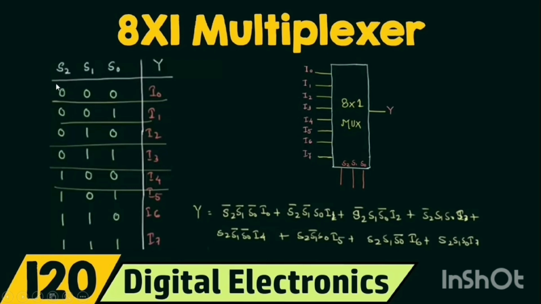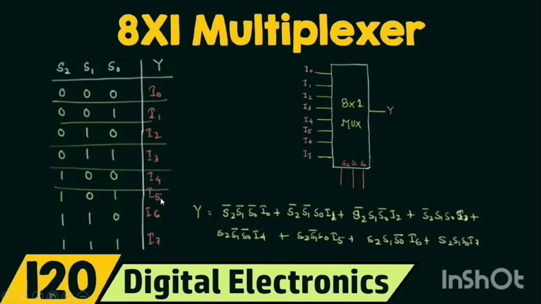When select lines are 0, 0, 0, then output Y will be I0. When select lines are 0, 0, 1, then output Y will be I1. Similarly, when select lines are 0, 1, 0, then output Y is I2. When select lines are 0, 1, 1, then output Y is equal to I3. And when select lines are 1, 0, 0, then output Y is I4.